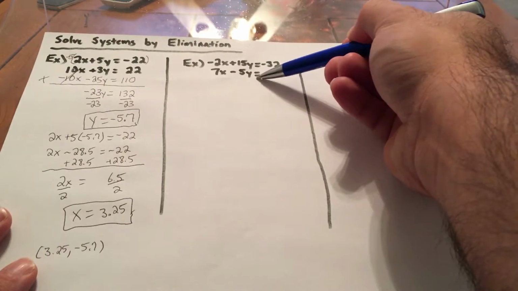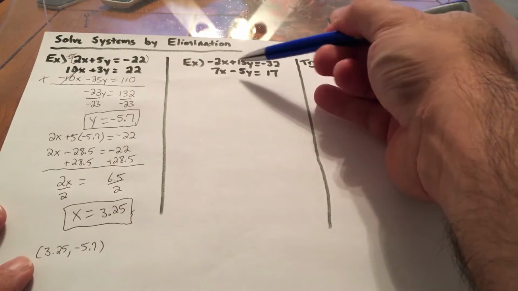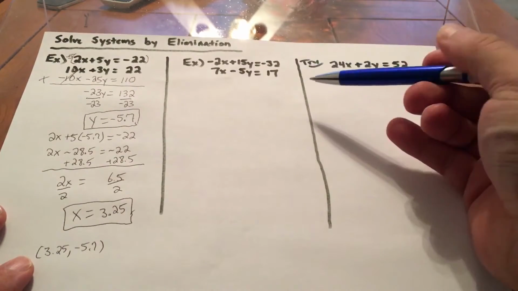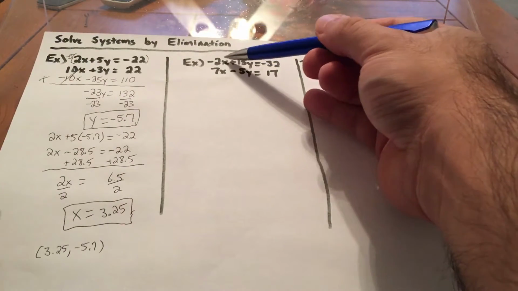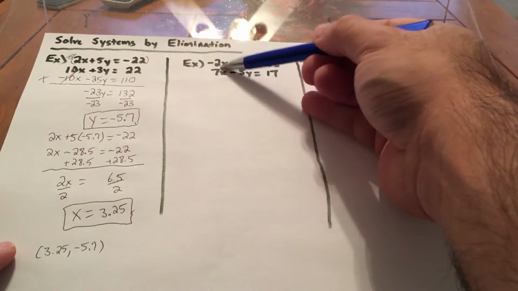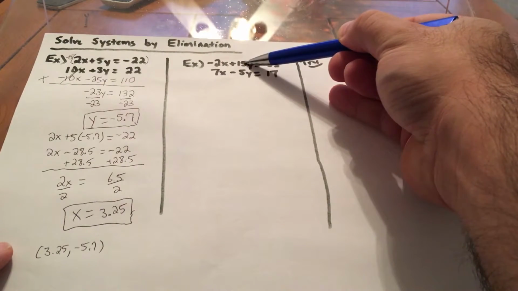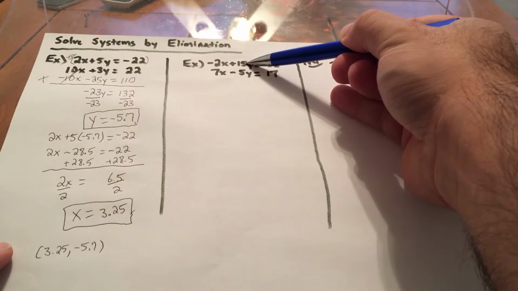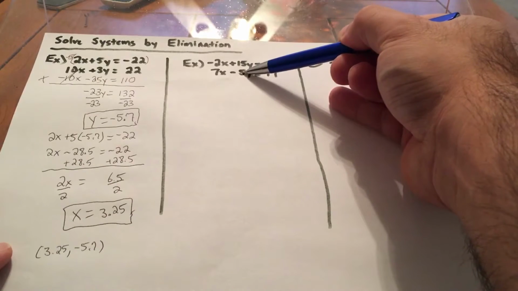Looking at these two equations, can you think of the variable that would be the easiest one to eliminate by multiplying one of these equations by something? Notice 2 and 7 are not multiples of each other, so this is not going to be a good place to try to get rid of a variable. But notice 5 and 15: 15 is a multiple of 5. You can multiply 5 by something to get 15. So let's take care of this.